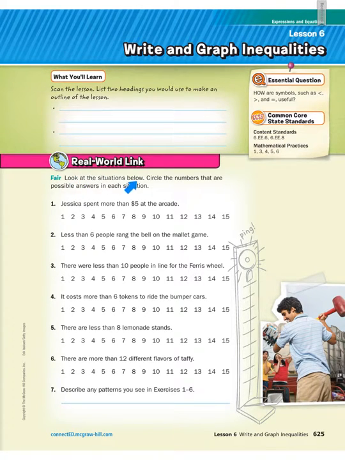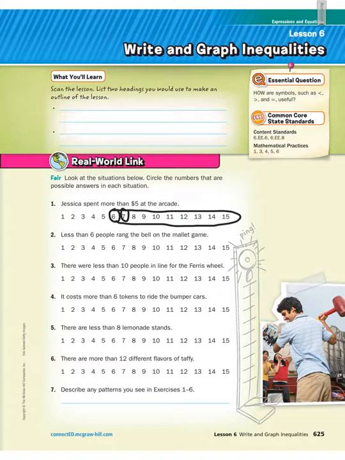It says, look at the situations below, circle the numbers that are possible answers in each situation. So I'll show you what they mean. In number 1, it says, Jessica spent more than $5 at the arcade. So if Jessica spent more than $5, she could have spent $6, $7, or pretty much any of these amounts. She could not have spent 5 because that's equal to, it's not more than. So that's what we mean if you circled 6 through 15.